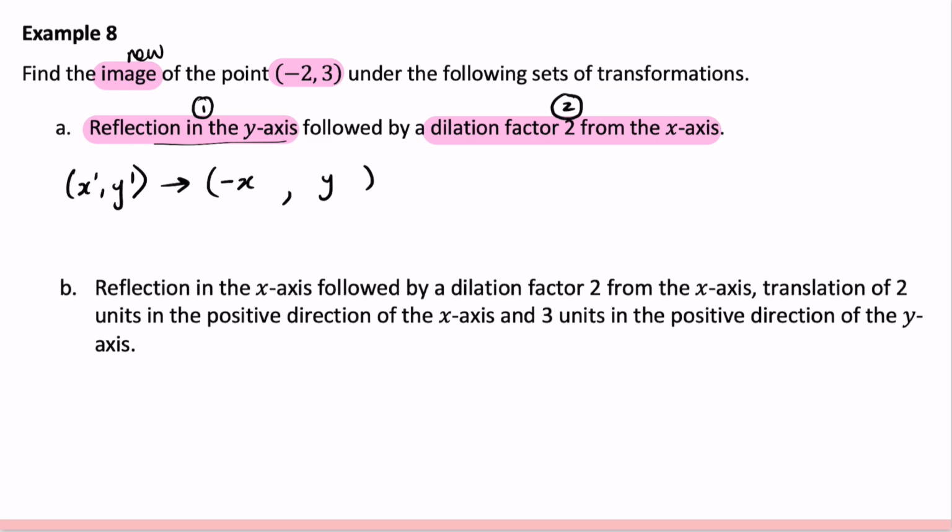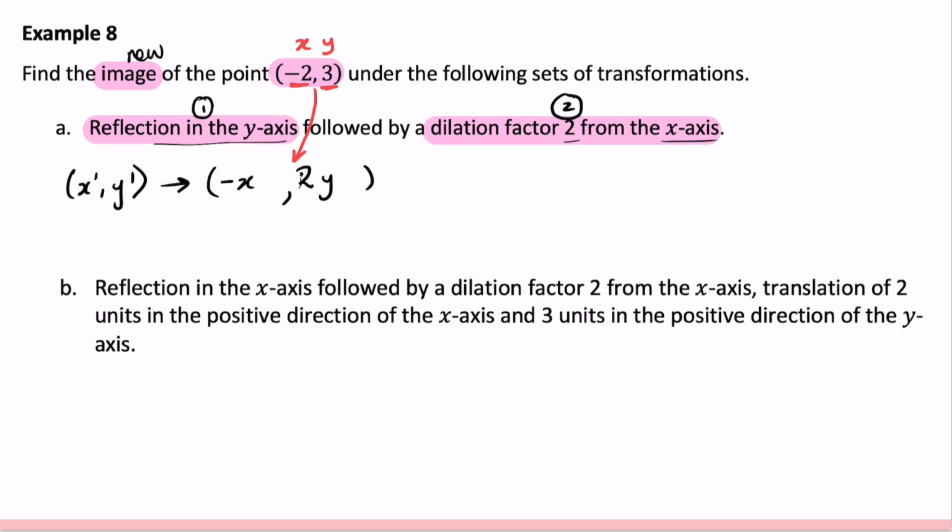And then a dilation of factor 2 from the x-axis. From the x-axis means it affects the y value. So we'll have 2 times all of my y values. Okay, so now if we were to apply this point, so this is x and this is y, old x and old y, I can now substitute that directly into this coordinate.